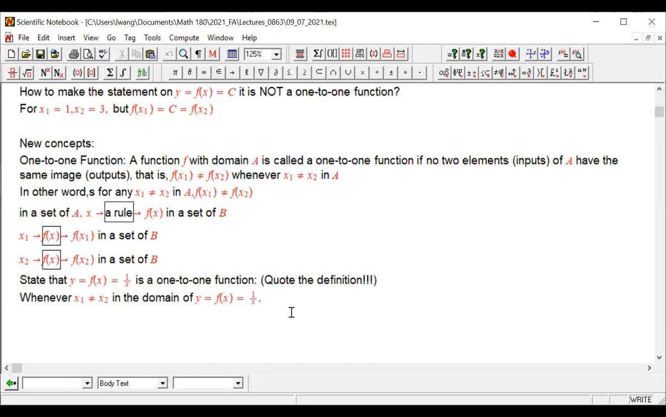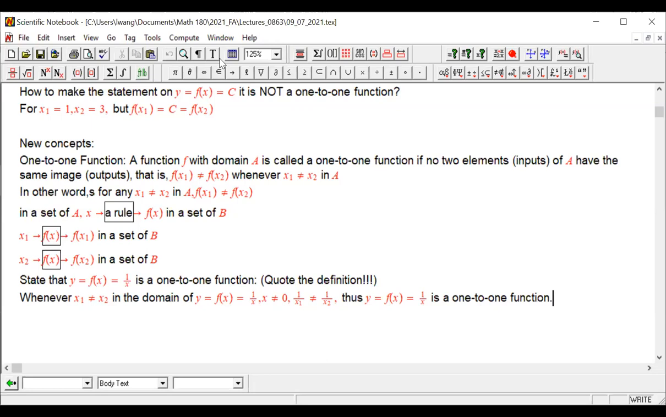The domain of that function implies that x1, x2, you know, they cannot be zero, right? What's the domain of that function? X cannot be zero, right? You see, I'm quoting the definition. So whenever x1, x2 are not the same, 1 over x1 is not going to be the same. The reciprocals are not going to be the same. Thus it is a one-to-one function.